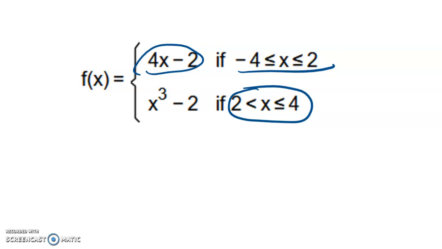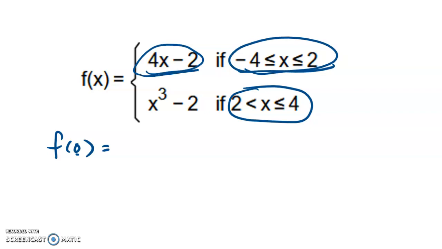Okay, so let's see. What is f of 0 here? Well, now we know the input is 0. We have to find where this 0 is in the domain. Well, we know 0 is in this part of the domain between negative 4 and 2. So we will use the top part of the equation, which is 4x minus 2. So we have 4 times 0 minus 2, which is 0 minus 2, negative 2.